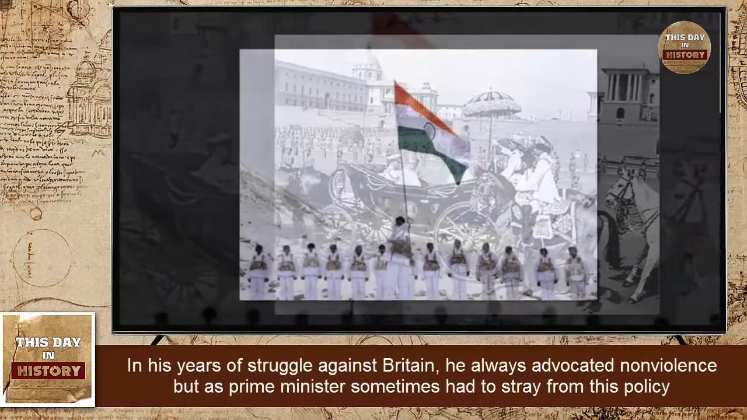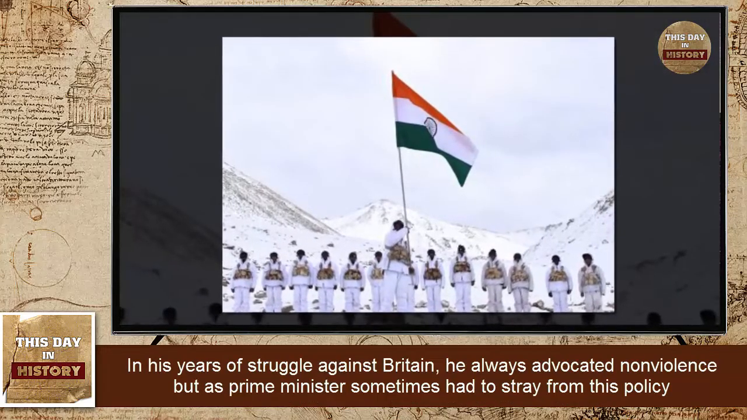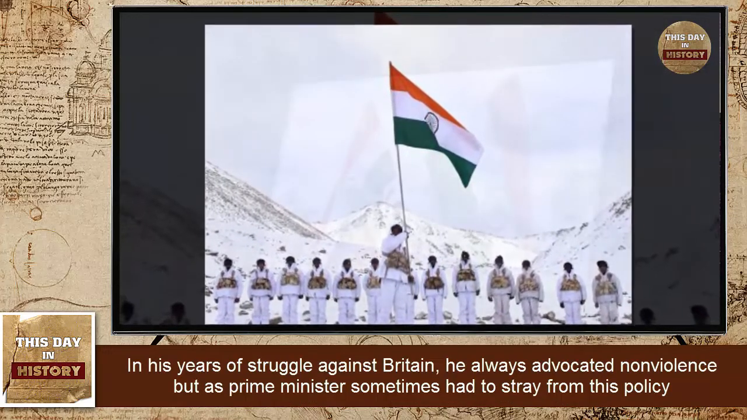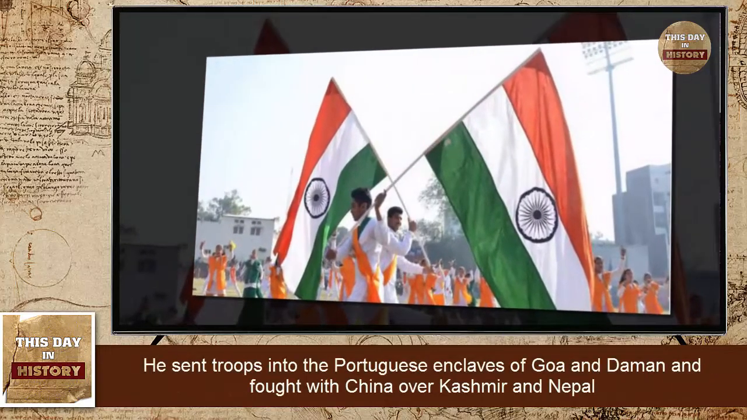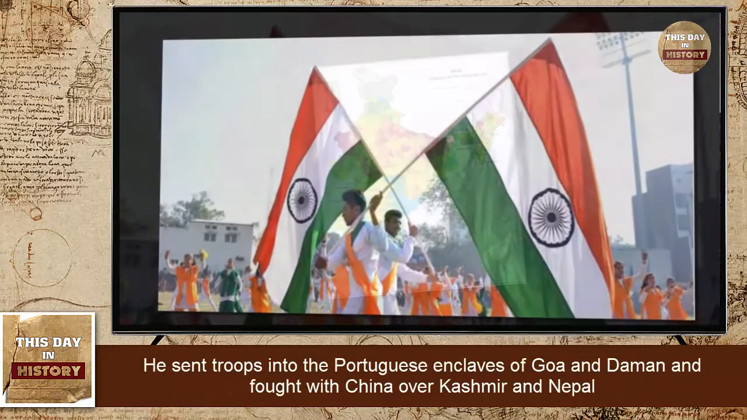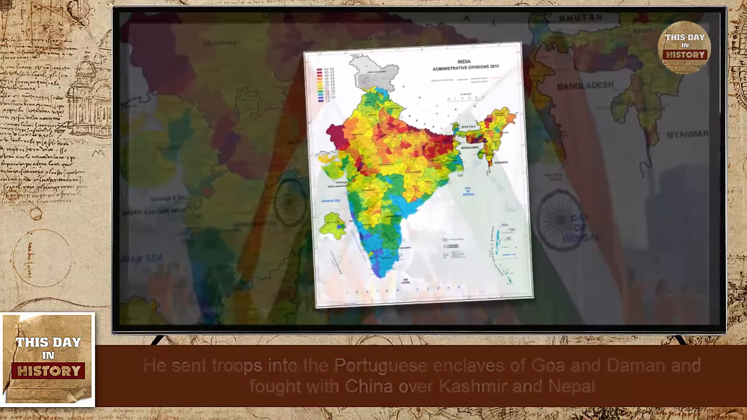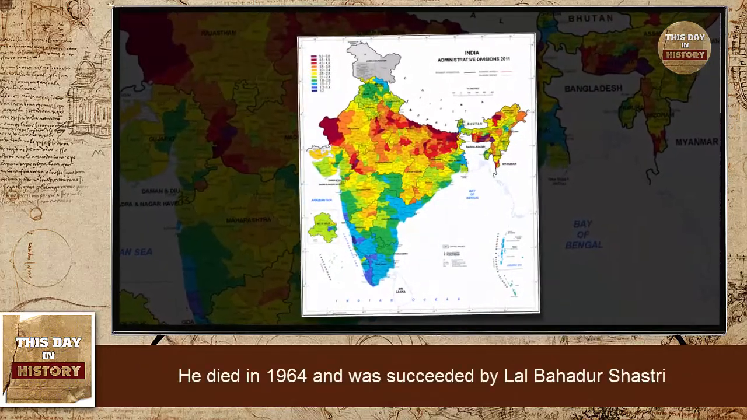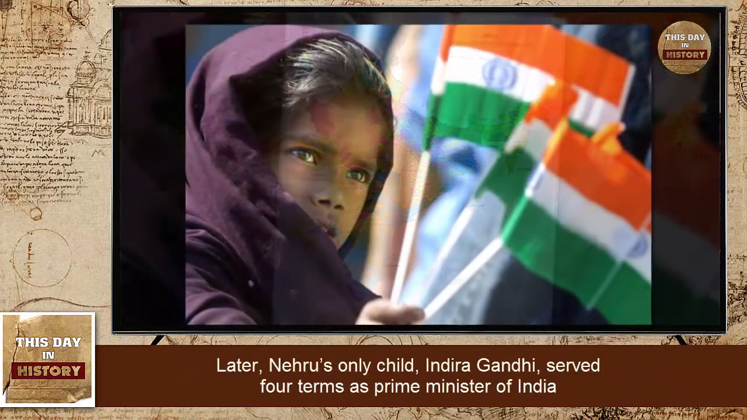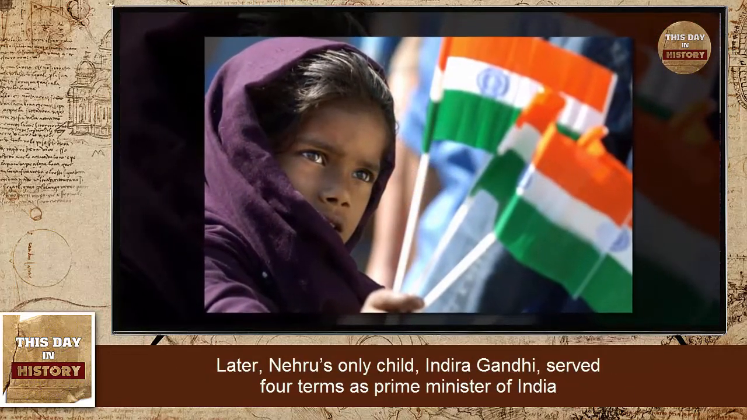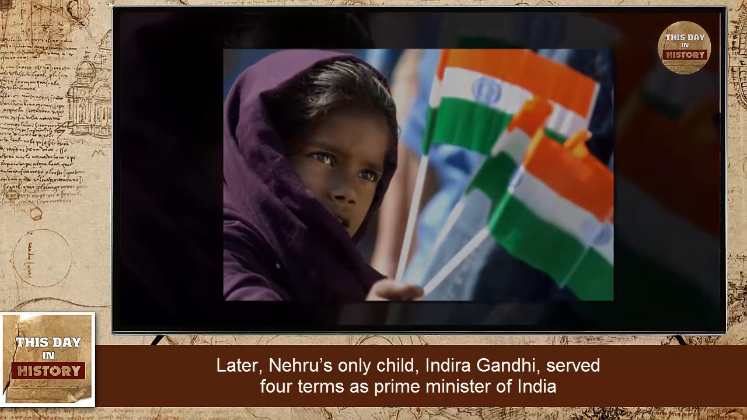In his years of struggle against Britain, he always advocated non-violence, but as Prime Minister sometimes had to stray from this policy. He sent troops into the Portuguese enclaves of Goa and Daman and fought with China over Kashmir and Nepal. He died in 1964 and was succeeded by Lal Bahadur Shastri. Later, Nehru's only child, Indira Gandhi, served 4 terms as Prime Minister of India.